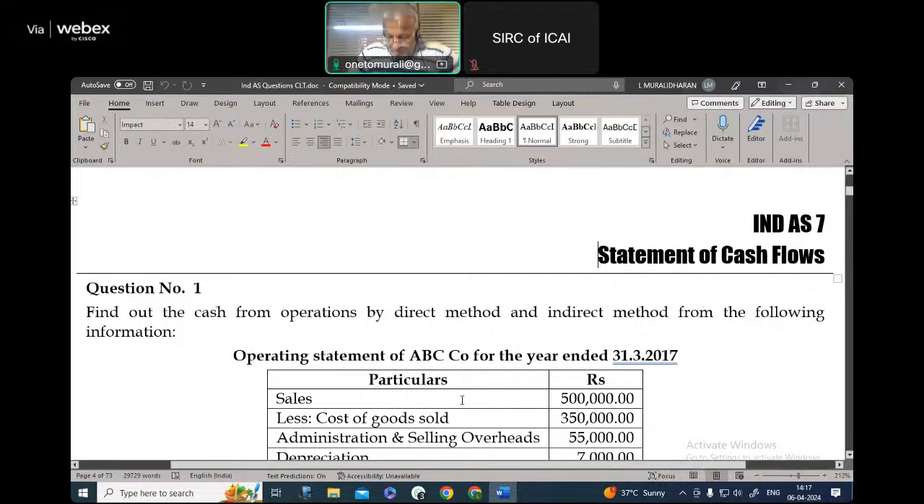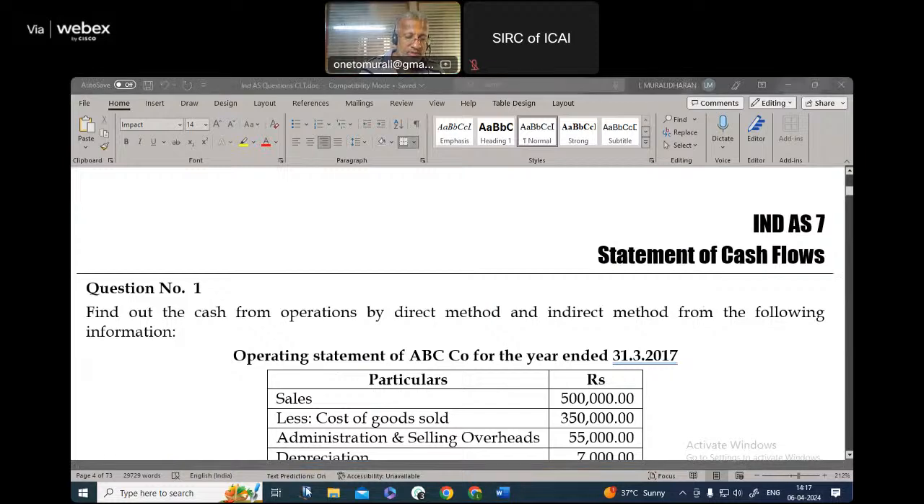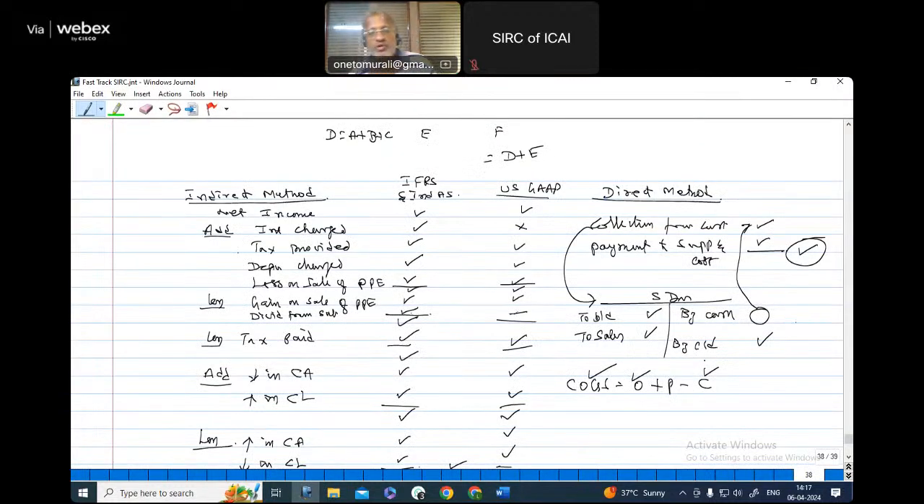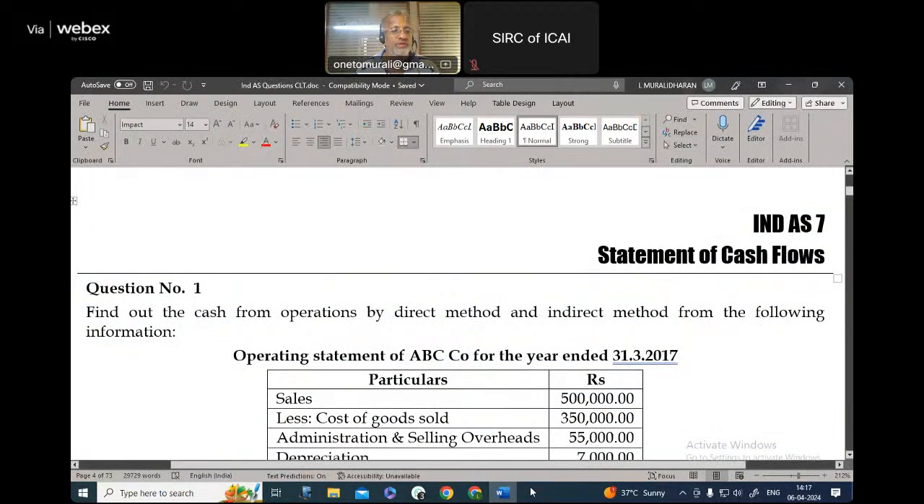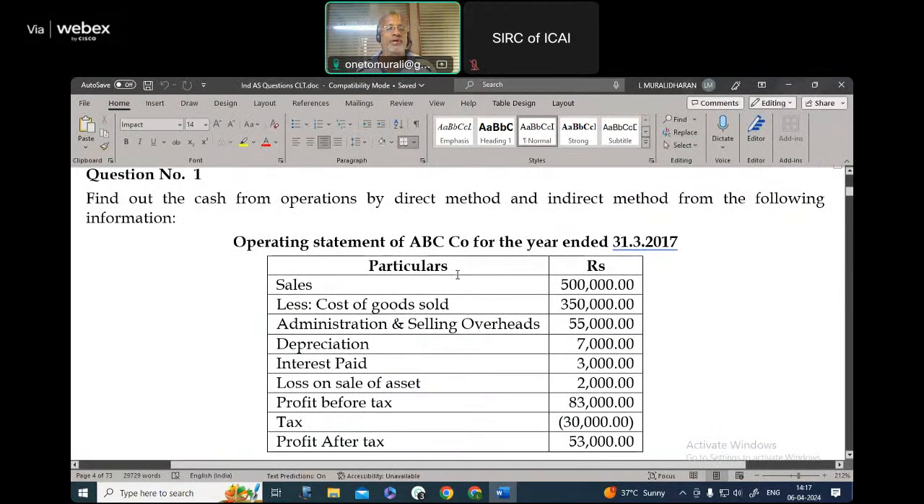Say we understand that in cash flow statement, there are two methods that you have. One is direct method, the other one being indirect method. And we shall take up the first problem where we need to try under both direct as well as indirect method. Is that okay?